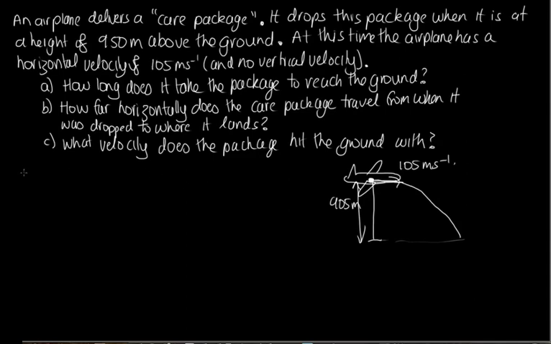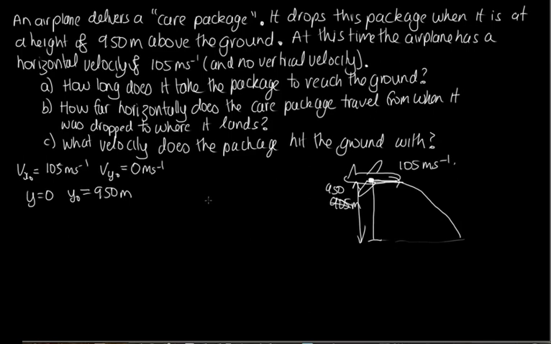So we know that the initial velocity in the x direction is equal to 105 meters per second. The initial velocity in the y direction is equal to 0 meters per second, as it has no vertical velocity. And we're asked how long it takes for the package to reach the ground. Well, that's going to depend on the vertical component because it's when y equals 0 that it hits the ground. And we know that it starts at a height, y naught, of 950 meters.